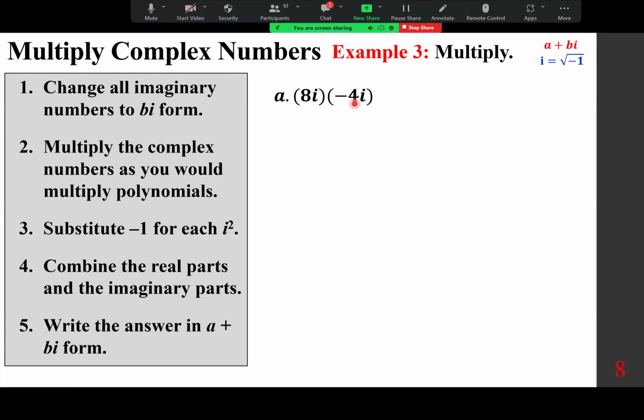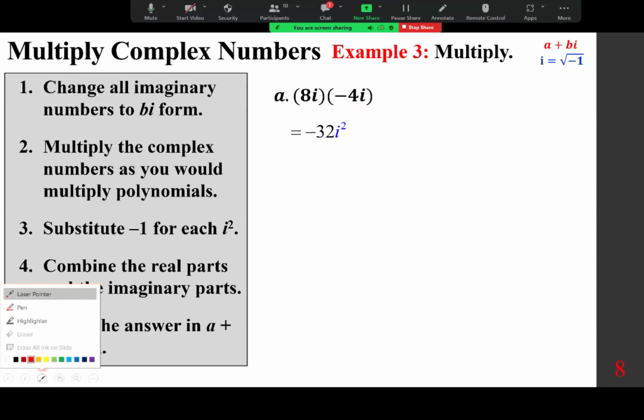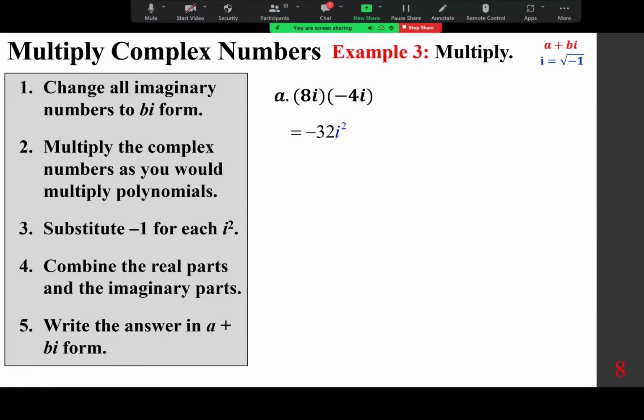So what do we have here? We have negative 32i squared. Very simple. Just imagine it's x minus 32x squared, the same thing. However, i is square root of negative 1 and i squared is negative 1. Let me write that. And so if we are replacing this one with negative 1, their product becomes positive 32.